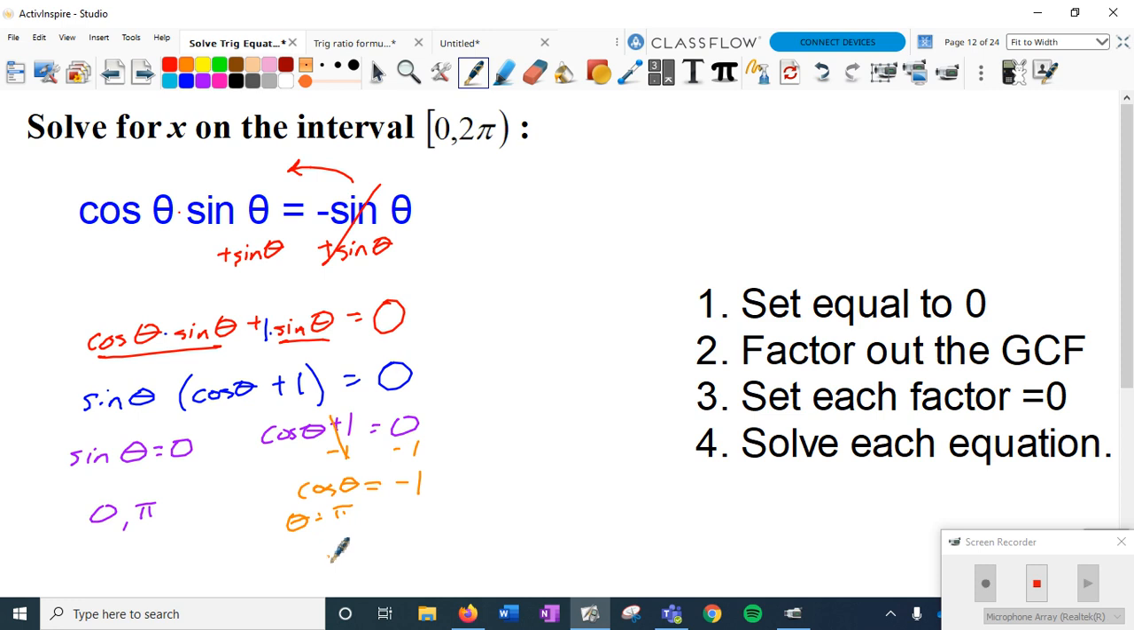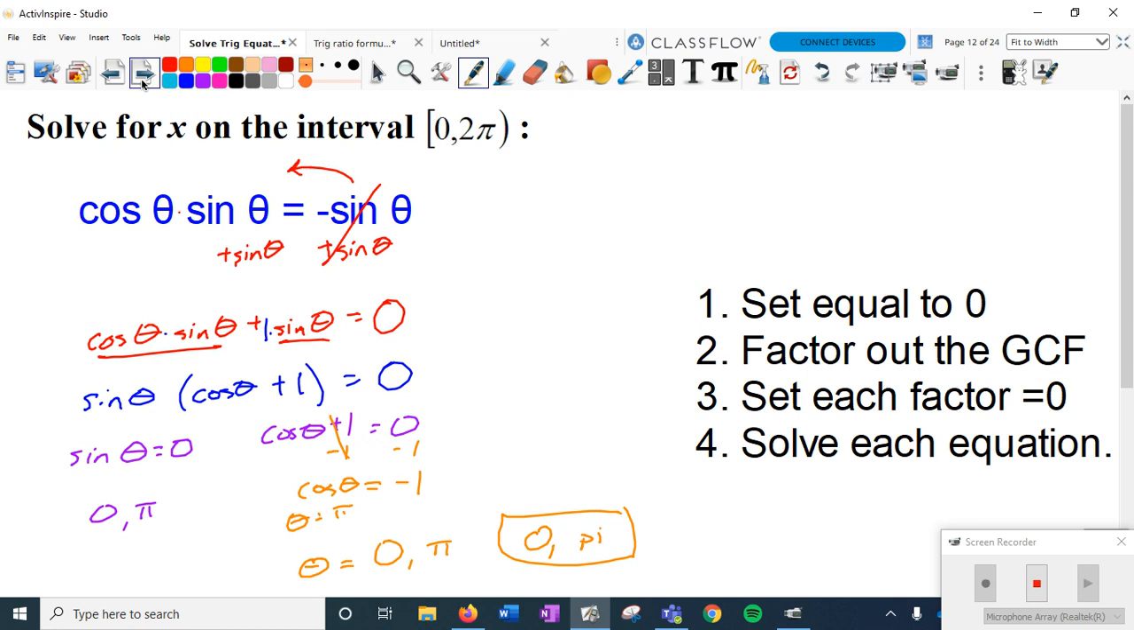So then our answer is that theta, or x, equals 0 and pi. Remember, when we put these in there, we go from smallest to greatest, and we leave a comma and a space between each one. So if we're putting this in Canvas, it'd be 0, comma, space, pi. Okay? All right, let's do one more example.